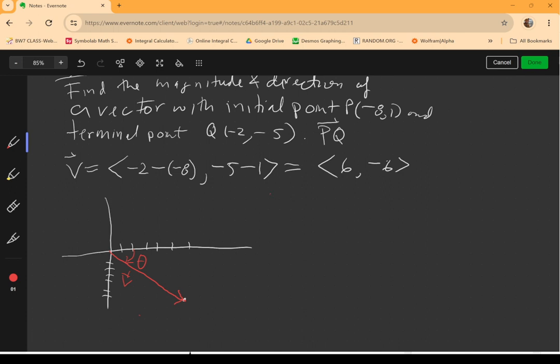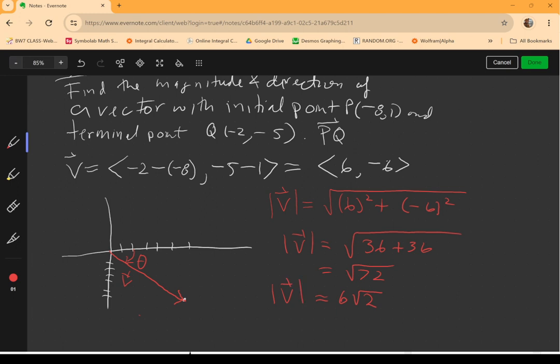All right, so let's start with the magnitude of v. We take the components, 6 squared plus -6 squared. So the magnitude of v is equal to the square root of 36 plus 36, which is the square root of 72. This is actually 2 times 36, so I'm going to rewrite this as 6√2 in its simplified form. There we go, that is the magnitude of my vector.